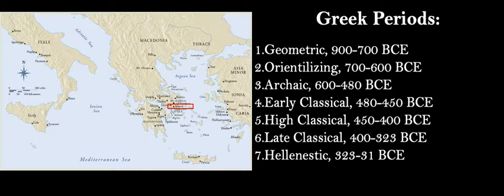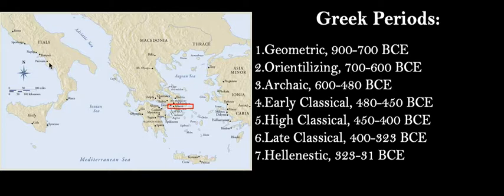The geometric dates from 900 to 700. The orientalizing lasts only 100 years. The archaic is 120 years, from 600 to 480. And then things get quick. Early classical from 480 to 450. High classical from 450 to 400. Late classical from 400 till 323. And I never can remember, and I should by now, whether 323 is the birth or death of Alexander the Great, but it's one of those. And then the Hellenistic period goes from more or less that time until the beginning of the Roman explosion in the first third of the century before Christ.